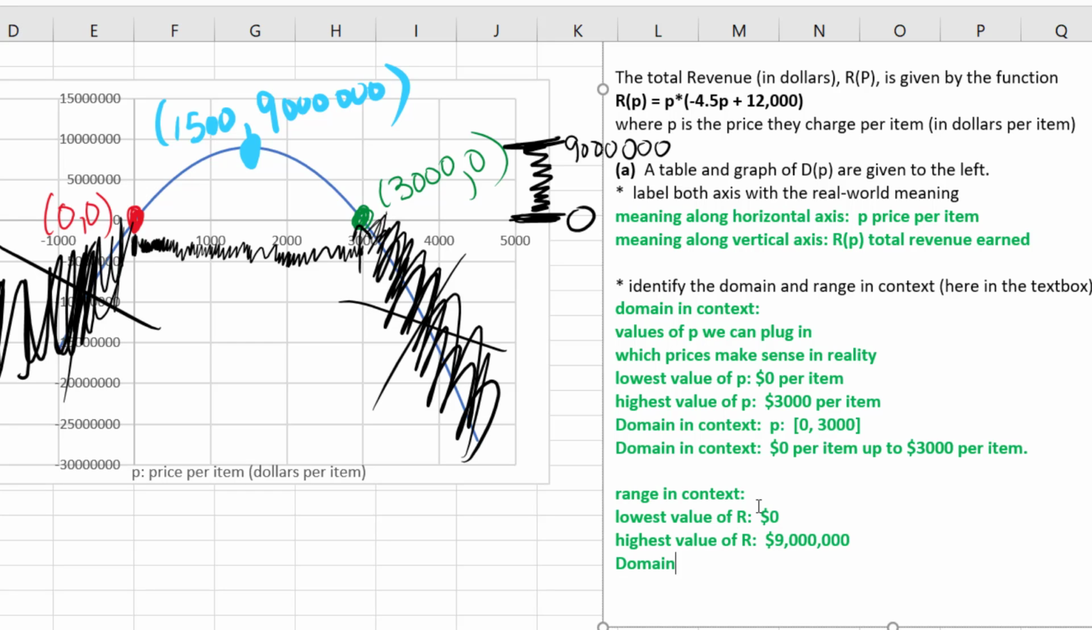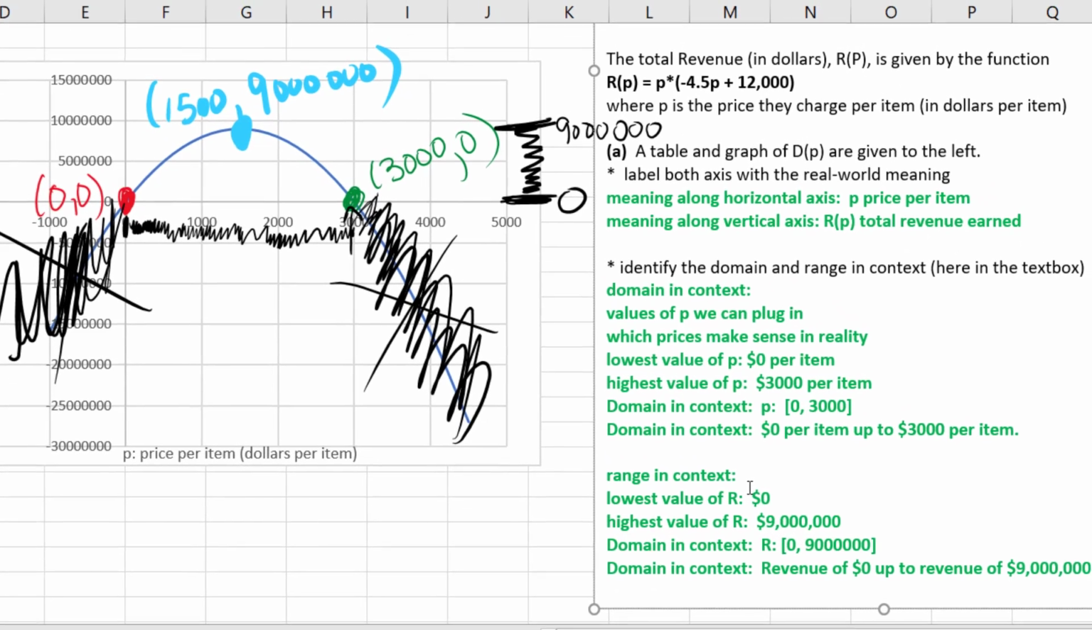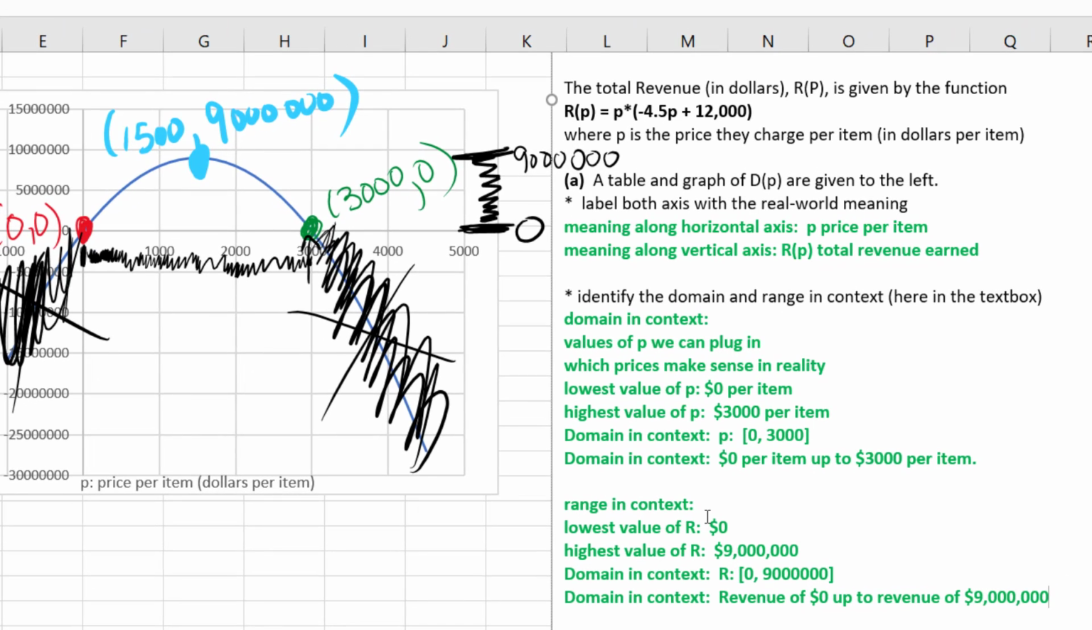The range in context is the R from 0 to 9 million. So with this function, the only values of revenue you could possibly get are revenue values from $0 up to revenue values of $9 million.